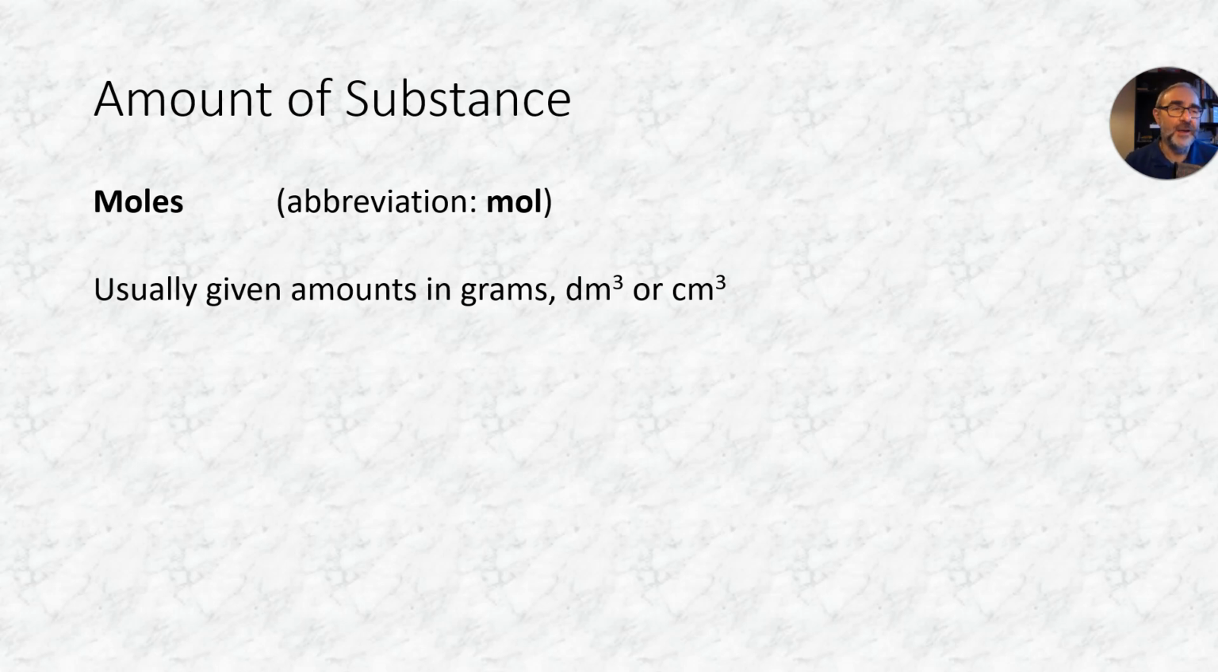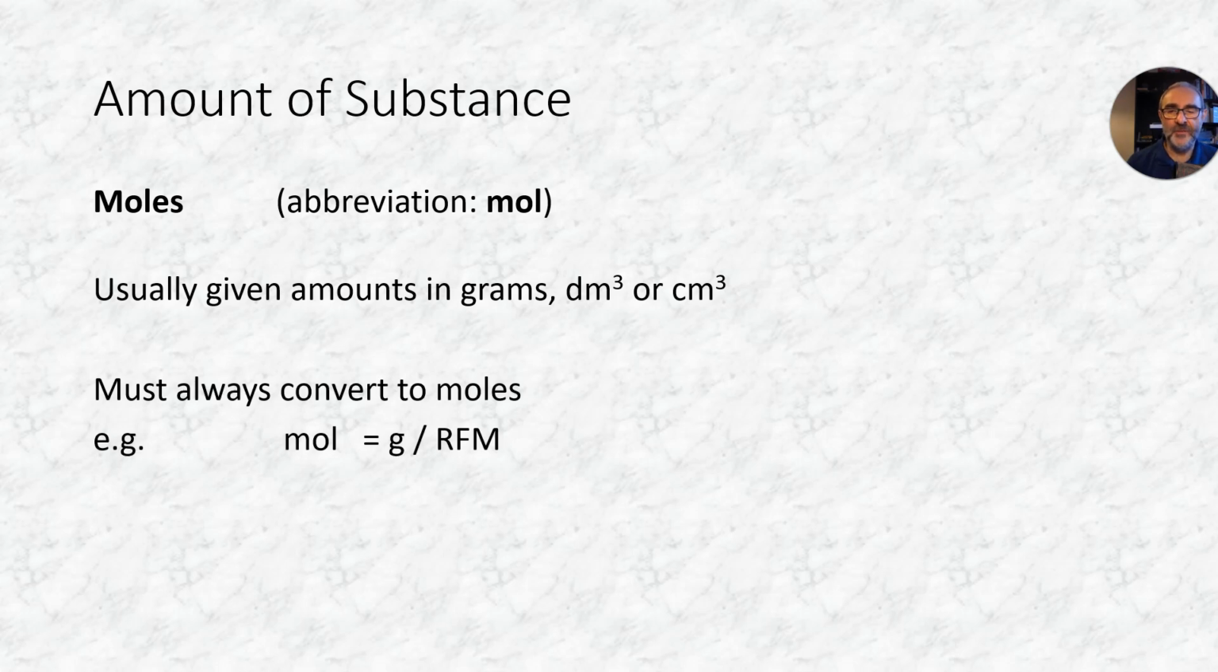And it really does make a difference. When we write a chemical equation, we're talking about the number of atoms or the number of moles that are reacting with each other. Those numbers don't mean grams or decimeters cubed. It just doesn't work like that. The reality is that calculations and equations don't work with these units. You must always convert to moles. And that's not too difficult.